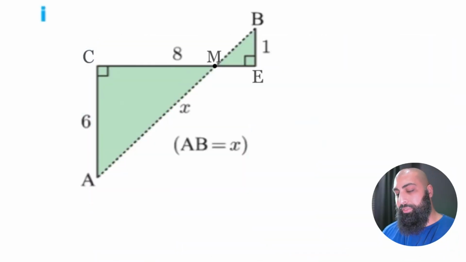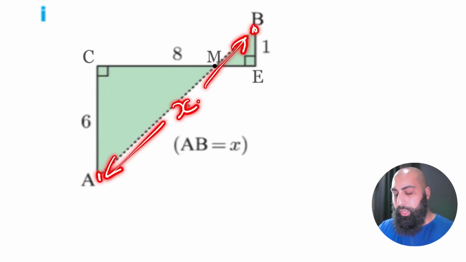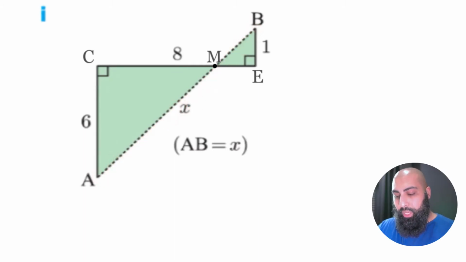Here's the question. It says find out the missing length. The missing length here is from A to B, okay? This length here from A to B, that's the value of X. So we need to find out what's going on here. Now we can easily find out what the point from A to this intersection is, and that's just using Pythagoras.